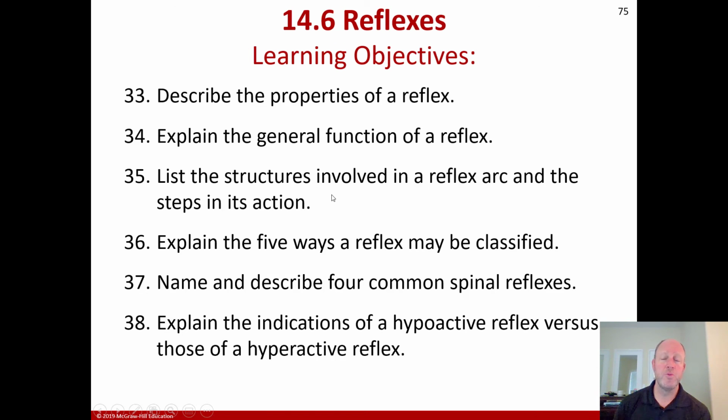And then we'll come back to reflexes, our final section, because 14.7 is short, and we're actually not going to talk about some of the neural aspects there, which we'll refer to when we get there shortly. But reflexes will be our last portion for chapter 14, coming up shortly.